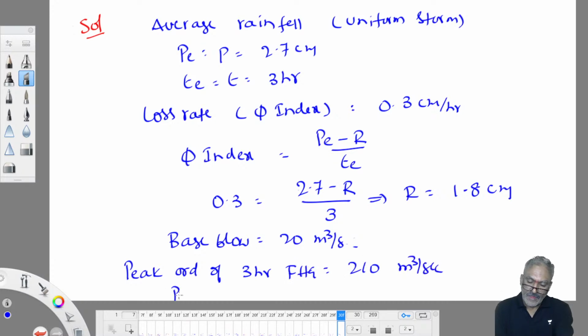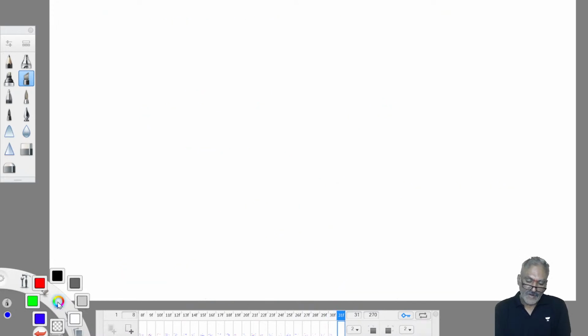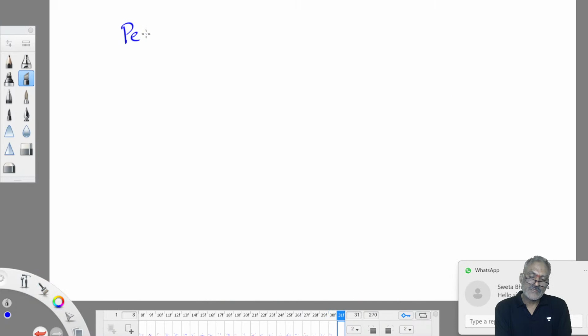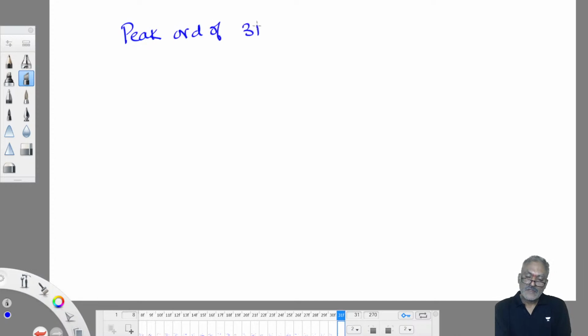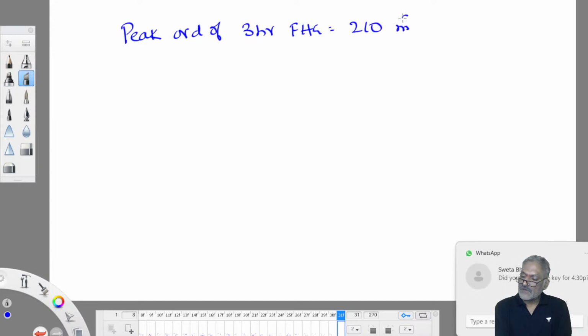And what is the question? The peak ordinate of the 3-hour unit hydrograph, that you have to find out. Where the peak of the flood hydrograph occurs, there only the peak of the unit hydrograph also occurs. That is the meaning of time invariance. So the peak ordinate of the 3-hour flood hydrograph is 210 meter cube per second.